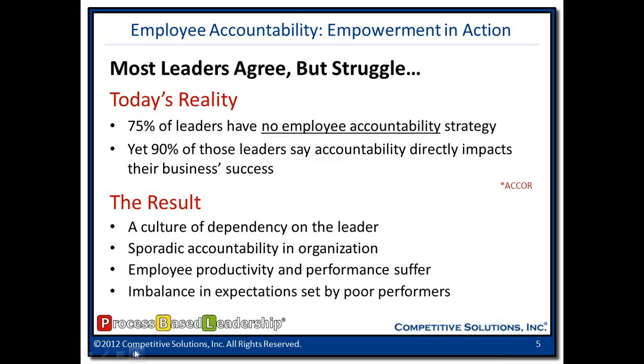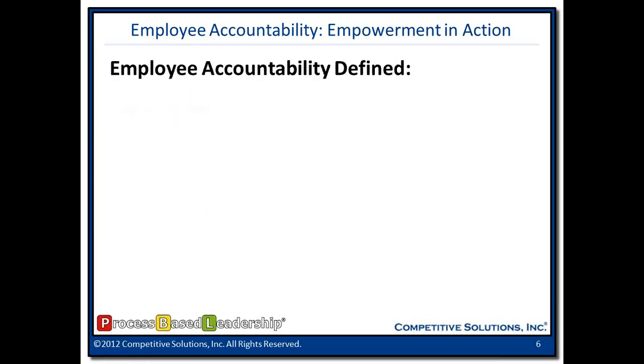Imbalance and expectations set by poor performance. It's a very strong pain point for a lot of leaders and for a lot of employees, is that you've got poor performers, but yet we lack a process, a way to engage them, to have that true accountability within the organization. So we're going to talk more about how do we do that? How can we get that? Let's talk about employee accountability defined.